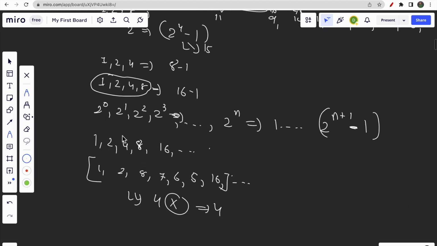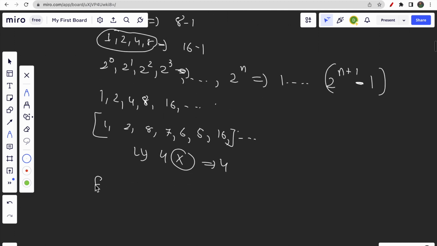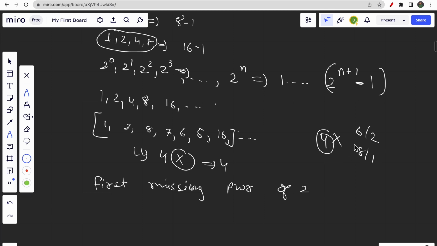So we need to find the first missing power of 2, correct? That would be our answer, because a power of 2 is not possible by taking bitwise OR of any elements. Like if you want to produce 4, then it's not possible by taking bitwise OR of 6 or 2 or 8 or 1. It is not possible to produce 4, correct? So yeah, you need all the powers of 2. So that's why the first missing power of 2 would be our answer.